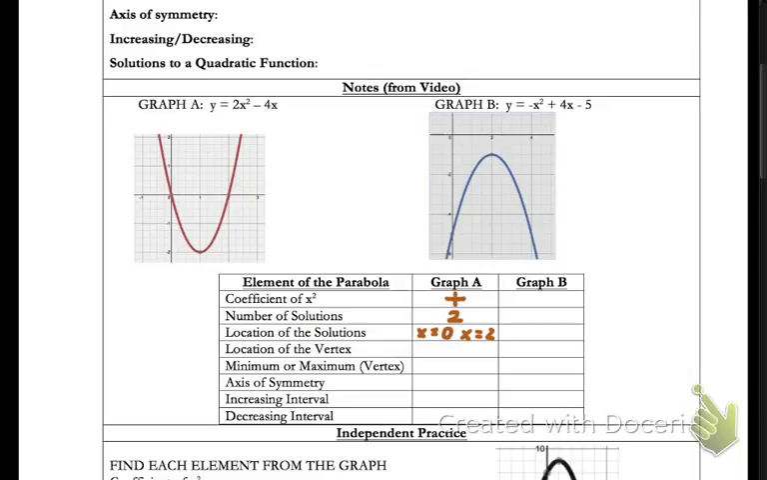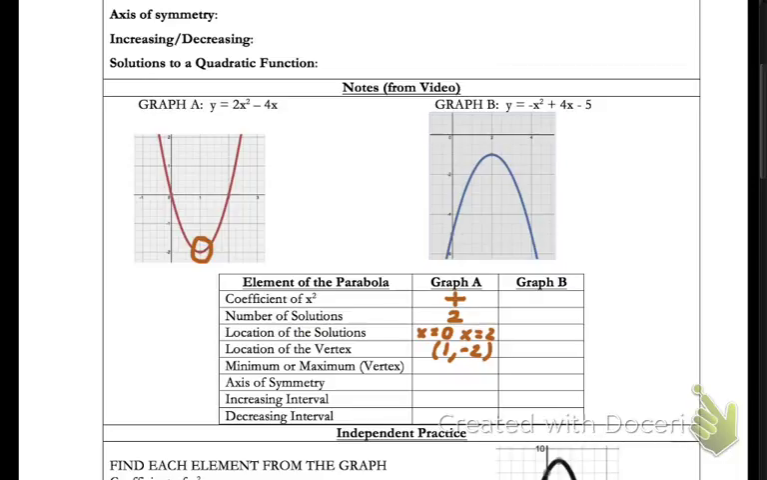Now, the vertex is this point that's either the hill or the valley of the graph. And so all we need is the coordinates of this. That's what we mean by the location. And so it looks like the coordinates are (1, -2). We need the parentheses because it is an ordered pair.